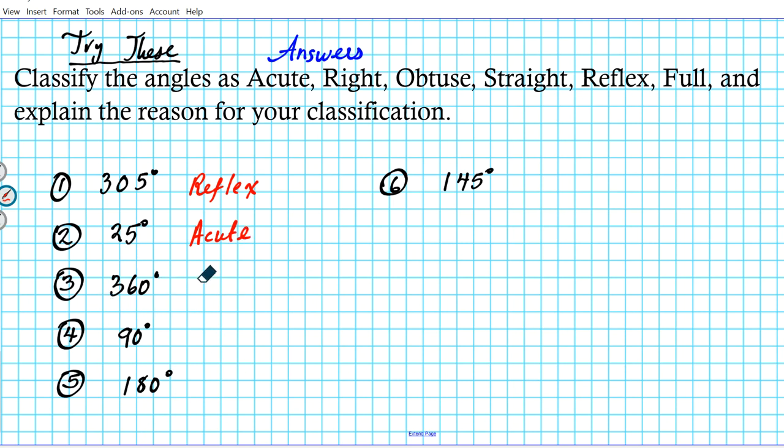360 degrees, that's a full angle, it's a full rotation. 90 degrees is a right angle. 180 degrees is a straight angle. And 145 degrees is between 90 and 180, and that is classified as an obtuse angle. Okay, so these are the answers to the 6 practice problems.